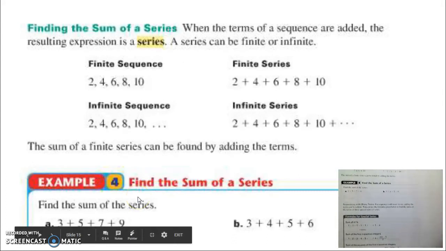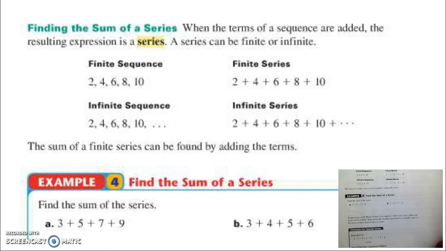Another thing that we can do is add up the terms of a sequence. A series can be finite or it can be infinite. When we add up the terms of a sequence, we get what's called a series. And so we see these finite sequences, 2, 4, 6, 8, and 10, or an infinite series that keeps going and going and going. So in example number 4, we want to take a look at finding the sum of the series. It's relatively simple to do.